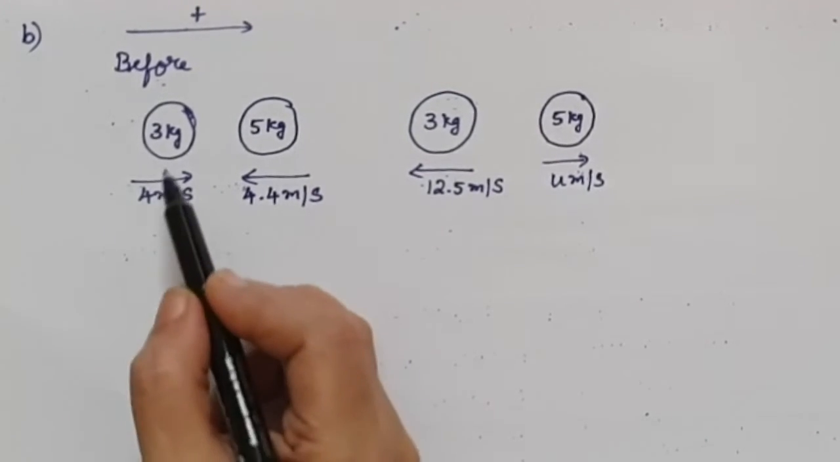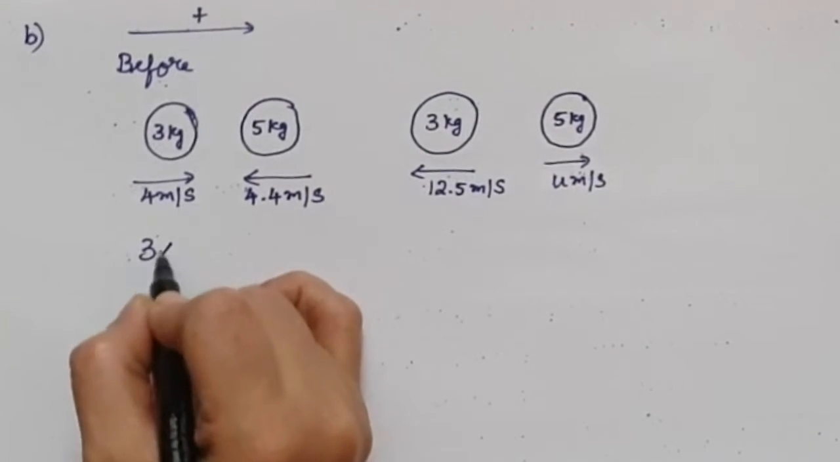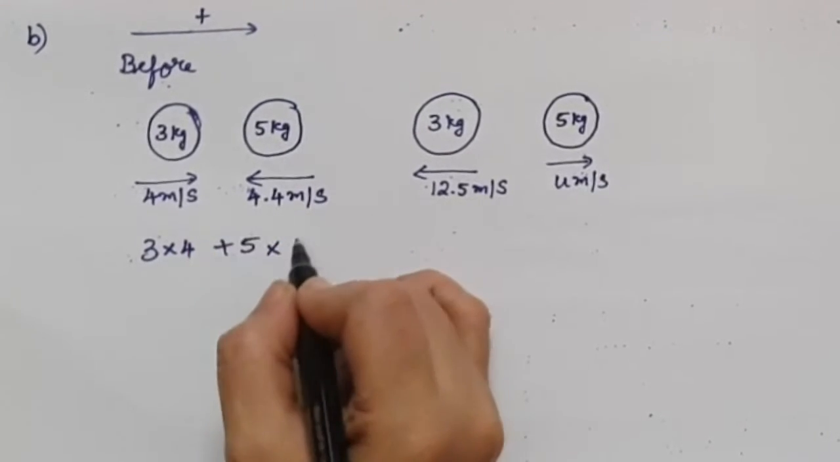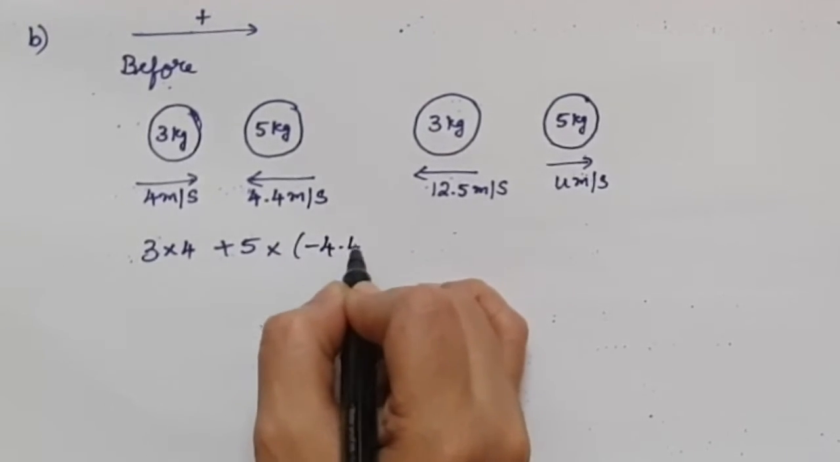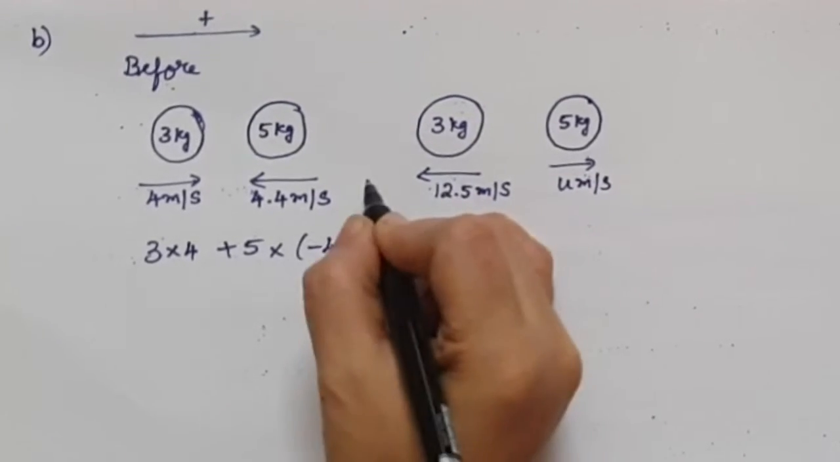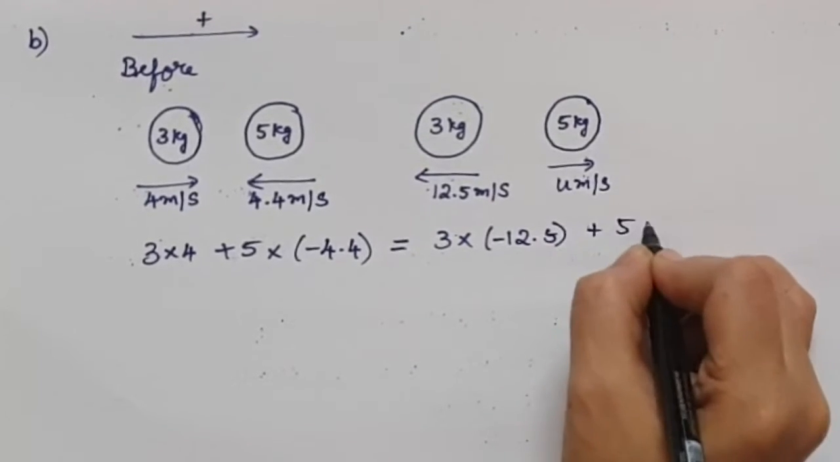So again, by the conservation of momentum, this mass we multiply with the speed. So 3 multiplied by 4 plus 5 multiplied by, this is in the opposite direction, so we take it as negative 4.4. That will be equal to 3, again this is in the opposite direction, so minus 12.5 plus 5u.